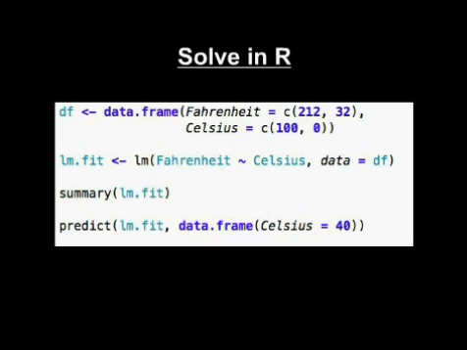The first column is called Fahrenheit, and that contains a vector of two values. The c function in R is what's used to create a vector. c stands for concatenate. He's concatenating two integers, 212 and 32, into a single vector, and that is the Fahrenheit column. And then in the next argument, he's creating a Celsius column with 100 and 0 in it. So that becomes df, our data frame.